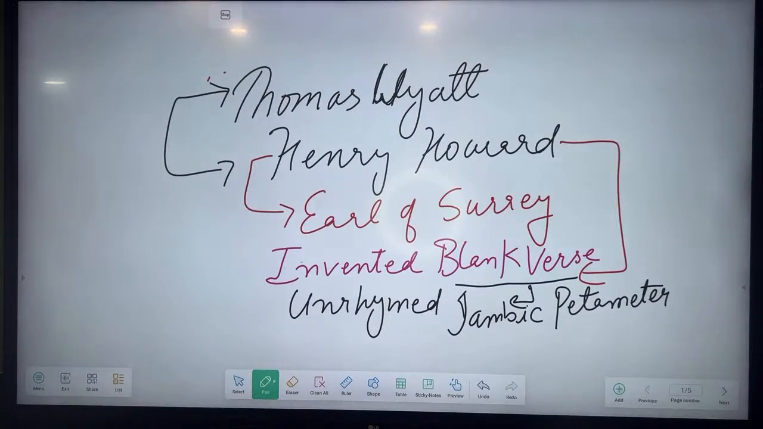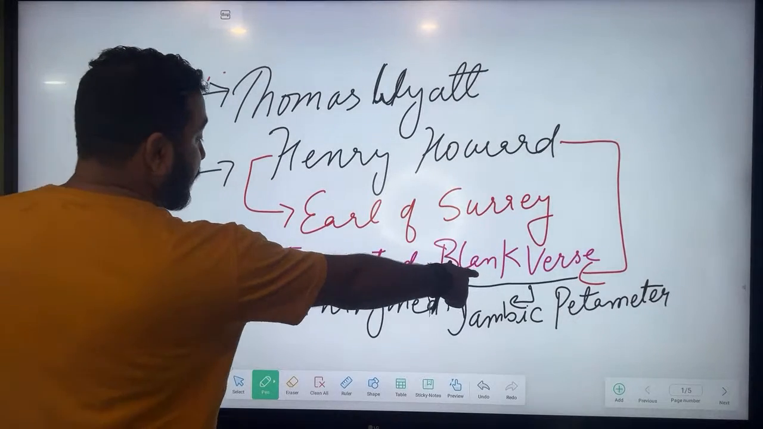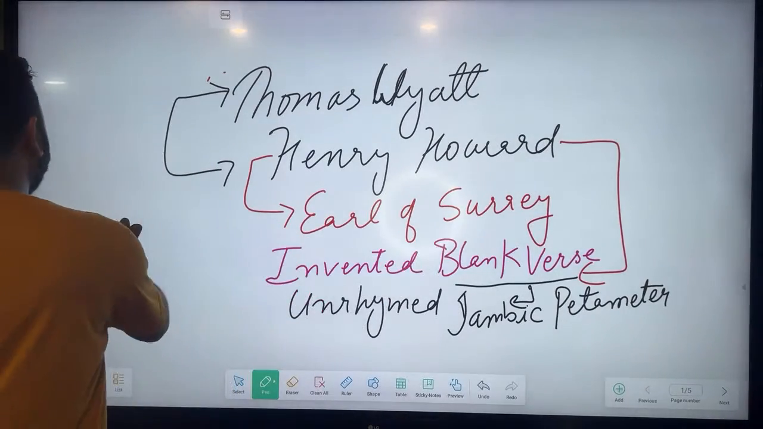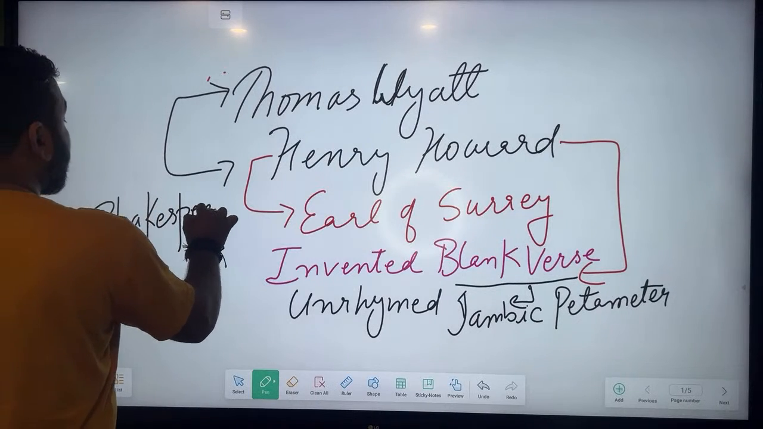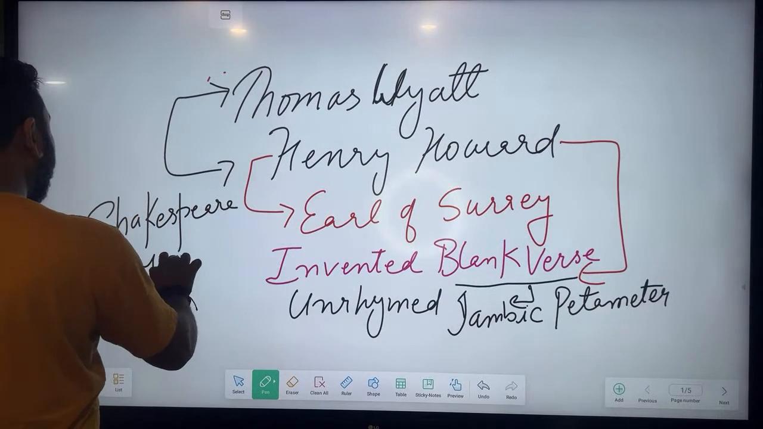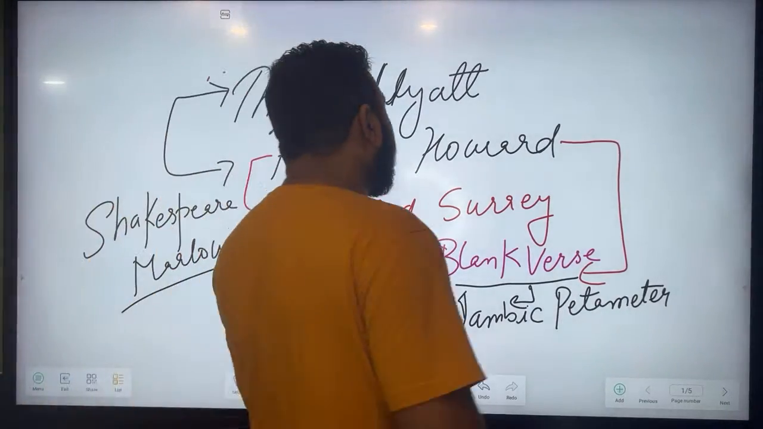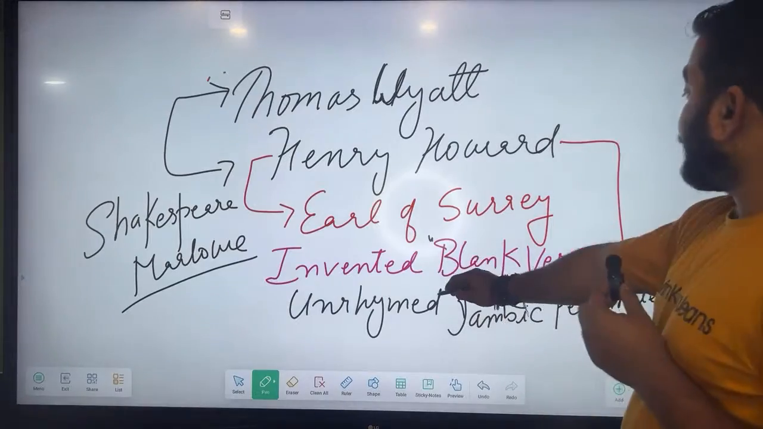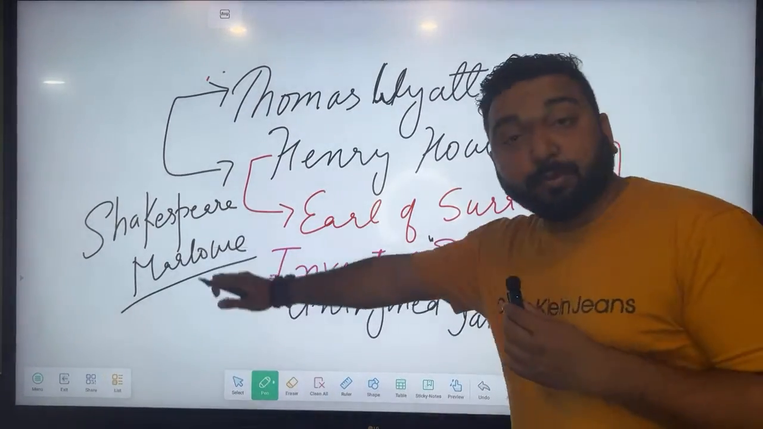The point to be noted: unrhymed iambic pentameter is called blank verse. Blank verse has been used by Shakespeare, and other people also. Marlowe, Ben Jonson said Marlowe's mighty line, right? So blank verse is an important thing. We can't ignore it. Who invented it? Earl of Surrey. Who is Earl of Surrey? Henry Howard. So these are the points to be noted.